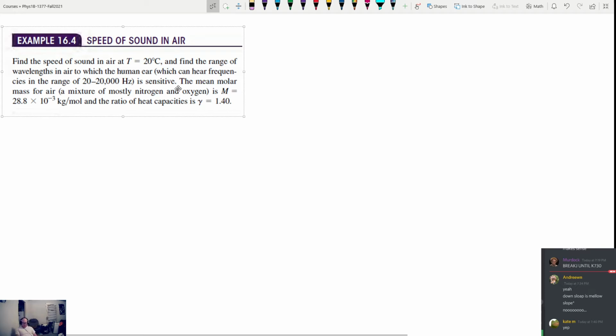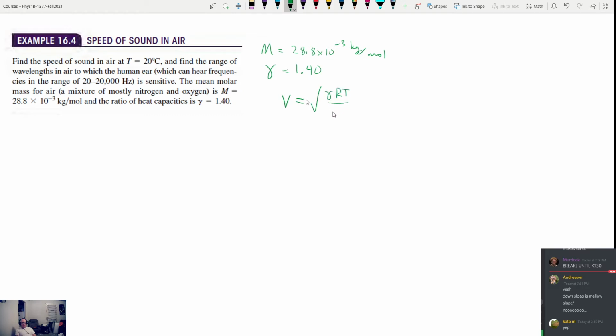Okay, let's talk about speed of sound in air. This says, find the speed of sound in air at T equal to 20 degrees Celsius, and find the range of wavelengths in air to which the human ear, which can hear frequencies in the range of 20 to 20,000 hertz, is sensitive. The mean molar mass for air, M, is 28.8, and the gamma quantity is 1.4. We can use the equation that we just derived, which was the square root of gamma RT over molar mass.